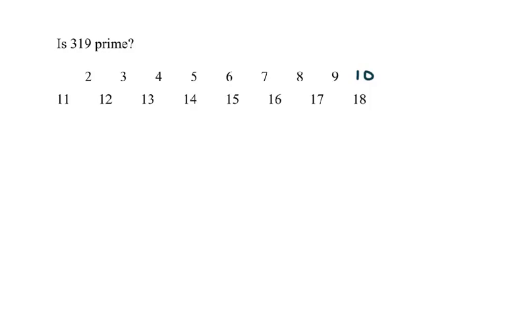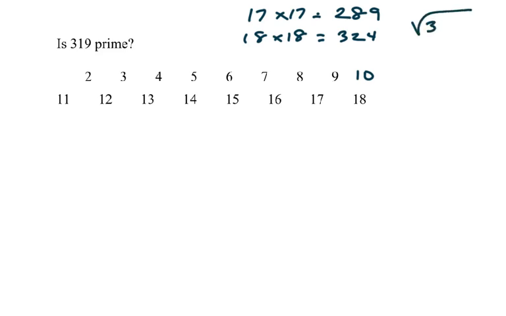In this problem, we are going to test for the primality of 319. Is 319 prime? The first thing we want to take a look at is, notice I have a list of numbers between 2 and 18. The reason is that 17 times 17 is 289, and 18 times 18 is 324. So the square root of 319 is somewhere between 17 and 18.